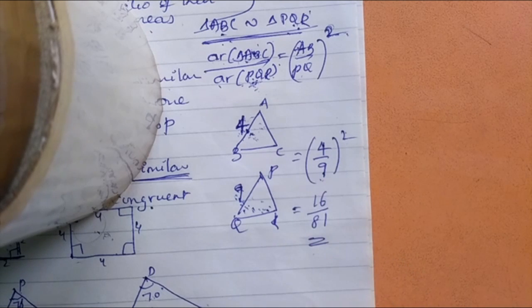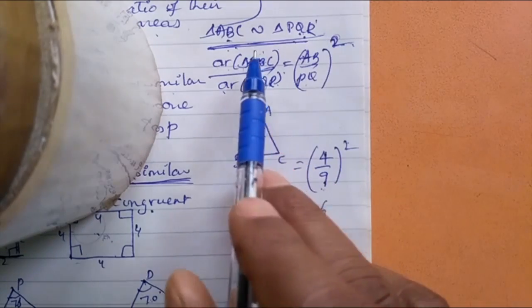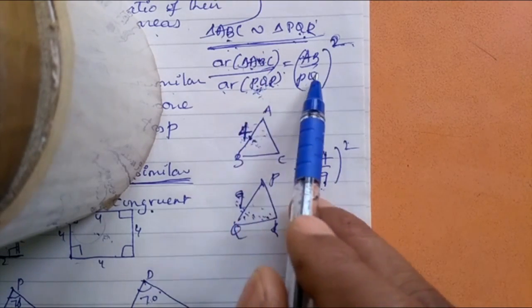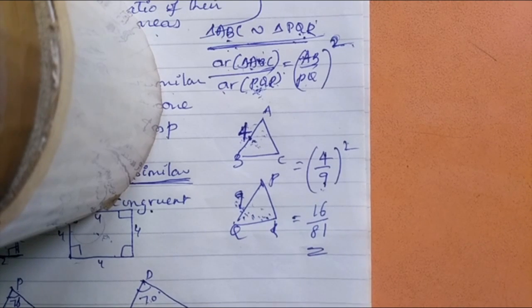For that we have one theorem. In coming classes I will teach you, when two triangles are similar, how their area ratio is equal to the square of their corresponding sides. In the coming class I will teach you how to prove that. That is also important for your board examination, one of the theorems after BPT. BPT theorem is already taught. This is another theorem. It is pending.